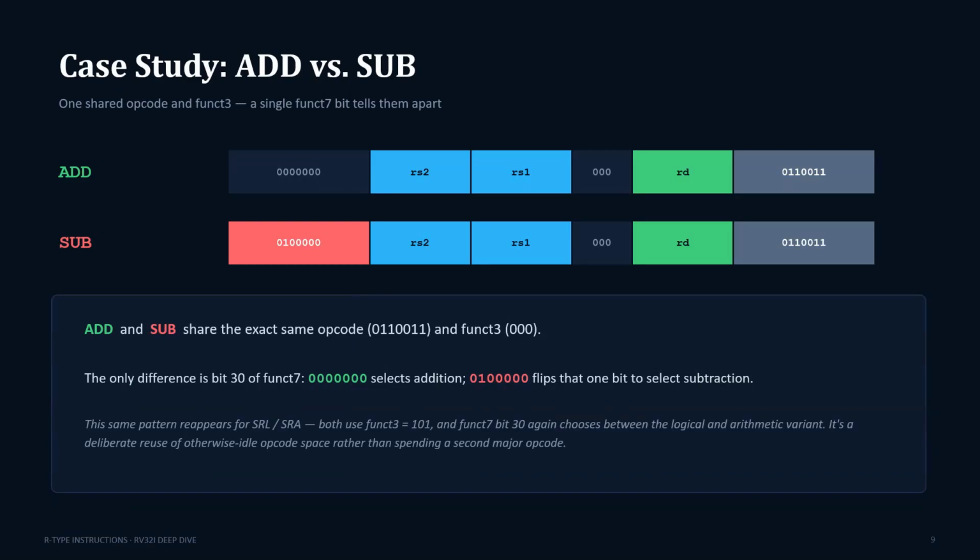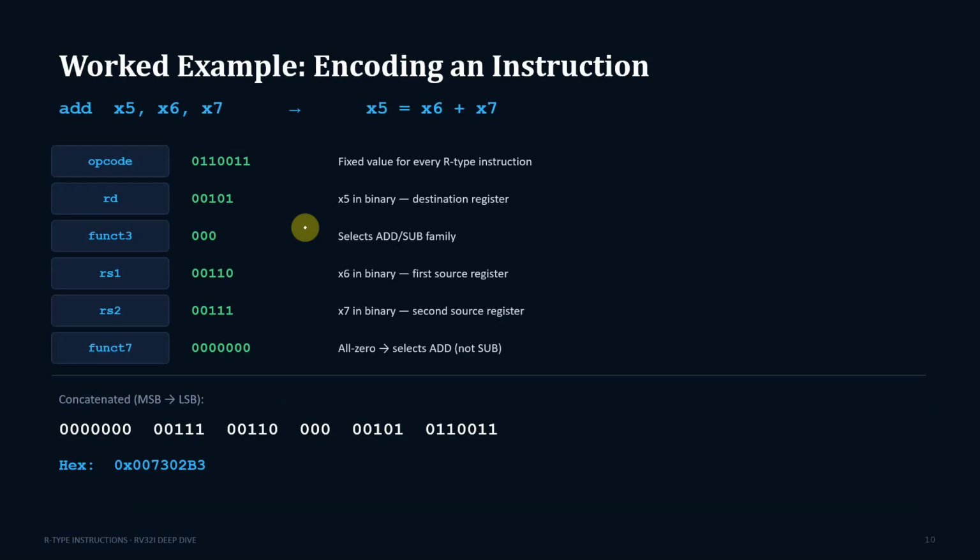Suppose I have an addition operation, as I just told you. I differentiate between addition and subtraction using function 7 only. Now, for example, if I want to perform add x5, x6, x7, this is my instruction. How will this be converted into binary format? First of all, the opcode, which is fixed for every R-type instruction.